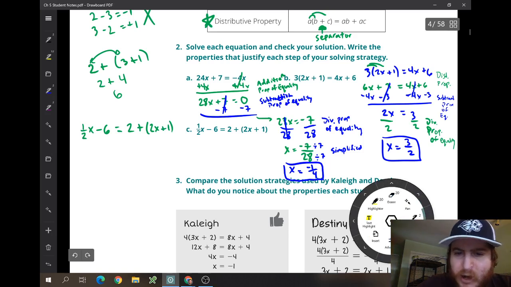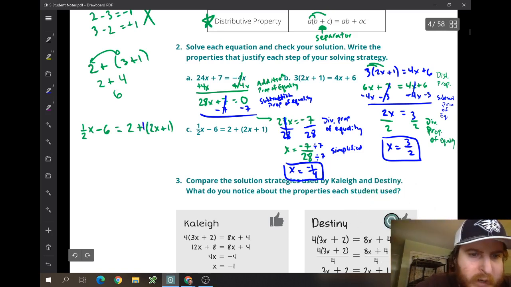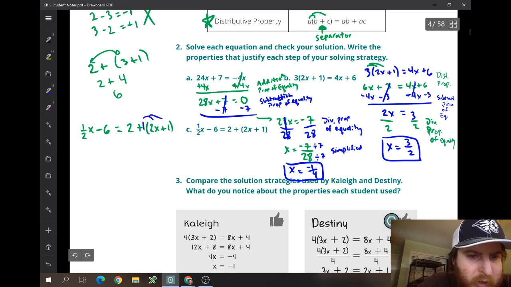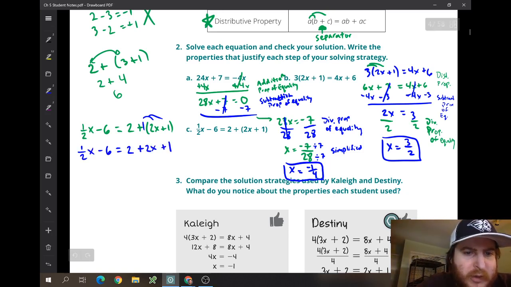There's an imaginary number outside of this parentheses, and it's 1. Or it's not really imaginary, it's just we don't write it. So whenever you have a parentheses like that with no number in front, technically you're just distributing 1. That doesn't change anything. You can actually just get rid of the parentheses. So this is just 1 half x minus 6 equals 2 plus 2x plus 1. We didn't really do anything. There's not really any property to write. Technically, I guess you could write distributive property, but really all we did is simplify.